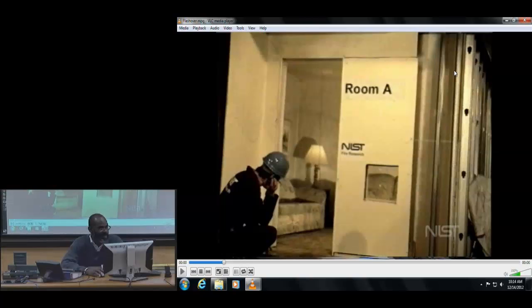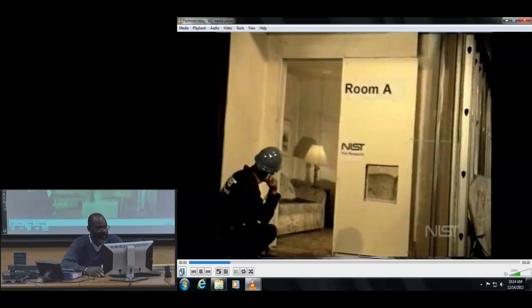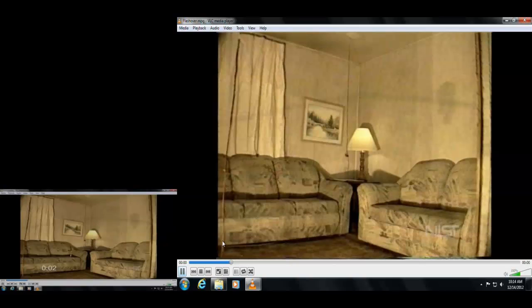where we'll see that there's a small ignition source on a sofa. So it's this living room fire. This mock room, so it's a mock-up of a room, has been designed where there's a small ignition source on a sofa. And what you see is that you get this very small flame that is going to spread. So we talked about flame spread.